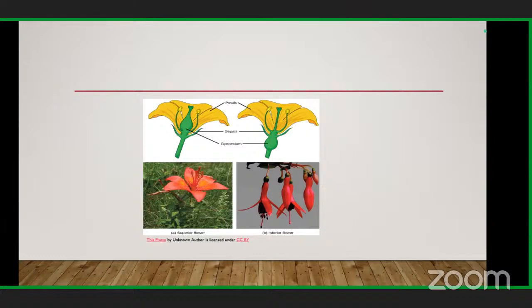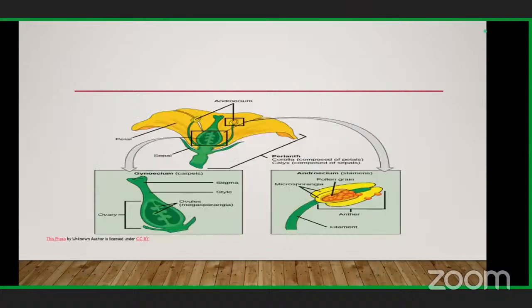The upper part is the stigma, then the style, and the bottom part is the ovary. And the yellow one, which I have marked, is the anther, the male reproductive structure. You will see more here. This is the androecium, the side one, that is the androecium.